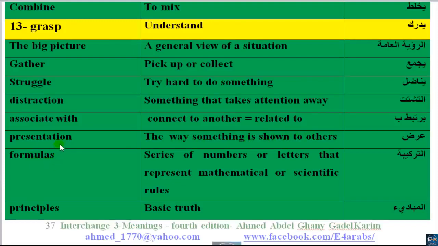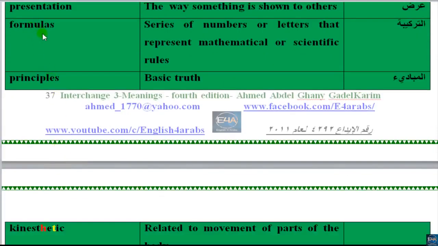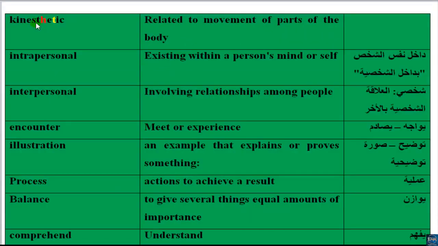Formulas, series of numbers or letters that represent mathematical or scientific rules. So we can say series of numbers or letters to represent mathematical rules. And here T soft D, mathematical. Principles, basic truth. Take care of this word, H silent, and here the T in American is soft D.